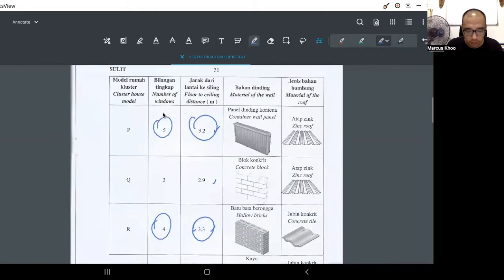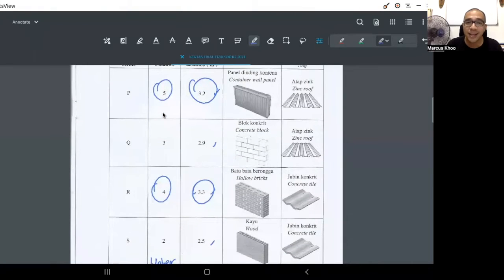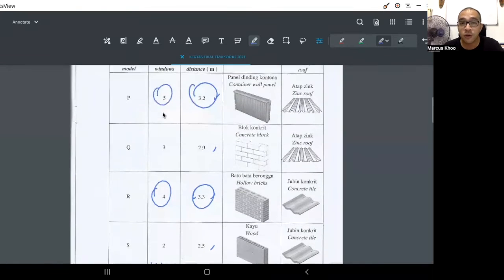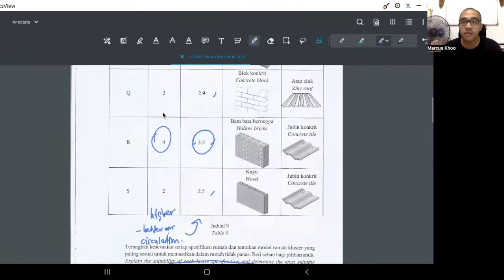Okay, now material of the wall. Do we want panel, container, wall panel, whatever, or concrete block or hollow bricks, okay, or wood? Okay, so this is quite interesting, the fact that they are giving four totally different choices. Okay, but if you have some experience looking at houses, which one is hot, which one is cold, you will know that hollow bricks and wood are better lah. Okay, wood is always generally better. Okay, because wood has a high specific heat capacity. Okay, and also of course hollow bricks lah.